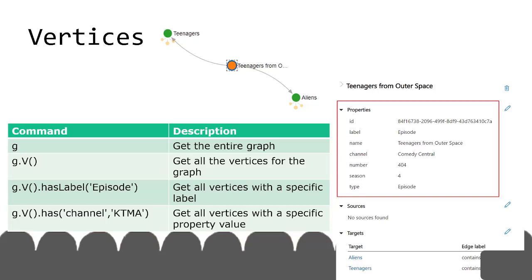Notice hasLabel. Let me show you. So with hasLabel, this is going to look specifically at that label field. We have two different types of labels in our data set right now, episode and theme. Has allows us to look at properties of a specific value. So this is using channel KTMA. In our screenshot, we have channel Comedy Central. So you could see that we could do filtering by any of these different properties using has. If we want to filter on label, we can use hasLabel.